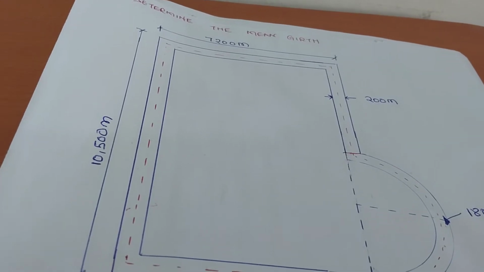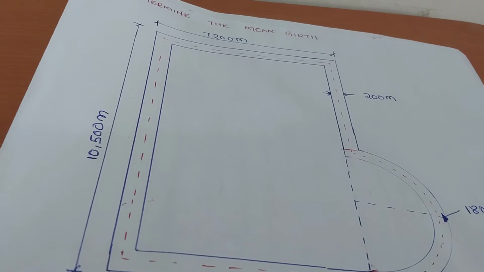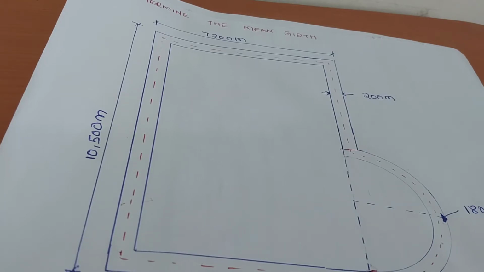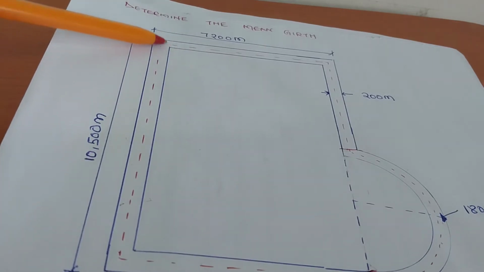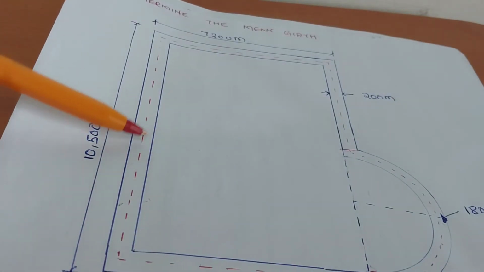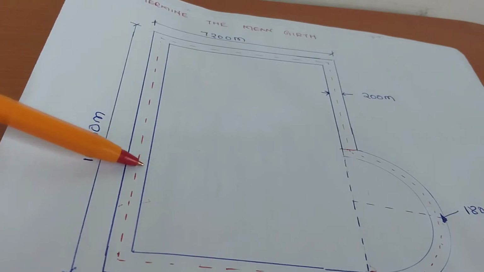So today we are going to look at how to calculate the mean girth of the shape that we are given there. As you can see, we have a rectangle that is incorporated with a circular part. When we are finding the mean girth, this is the perimeter of the walls along the center line. As you can see, we have the center line along this plan. So we are going to find the perimeter of the wall along this center line.